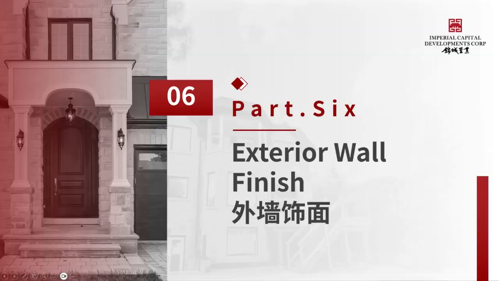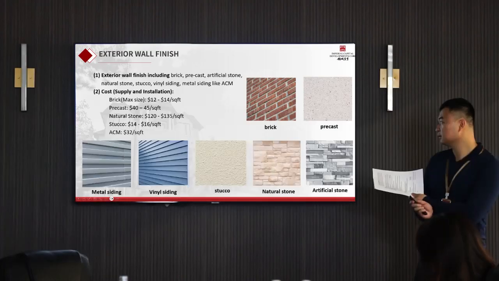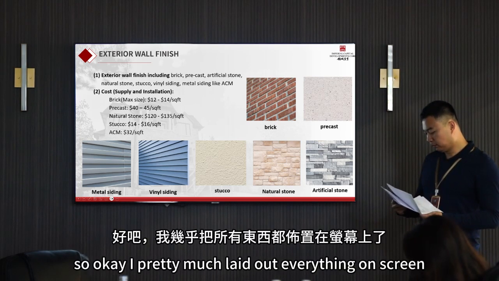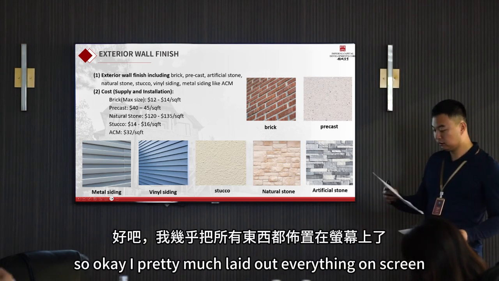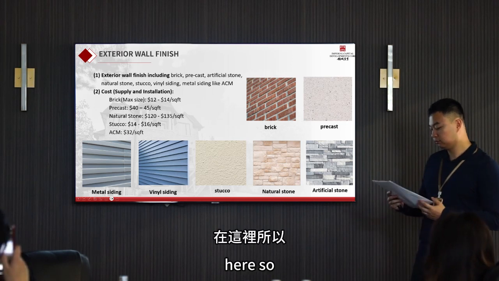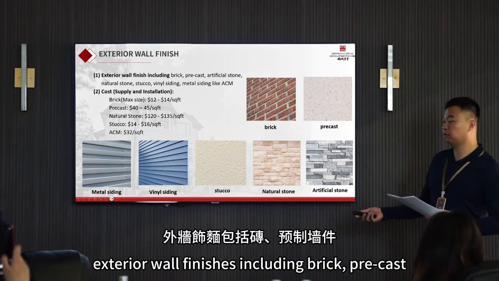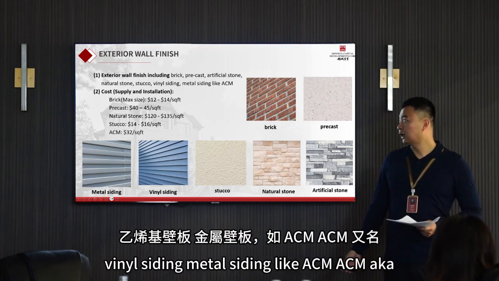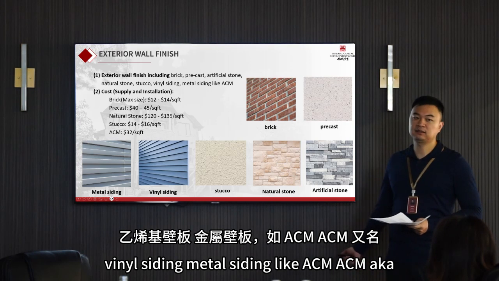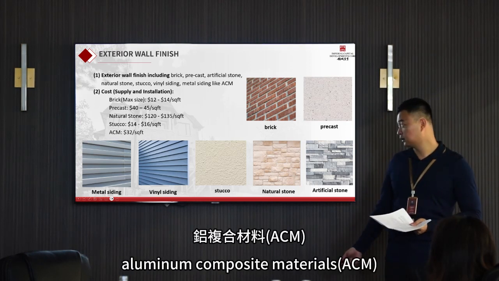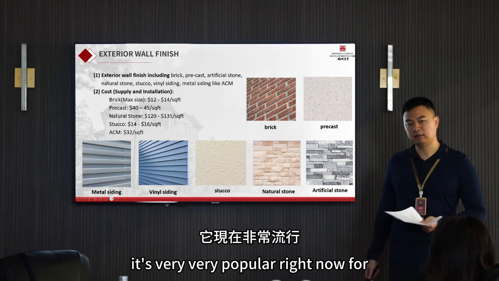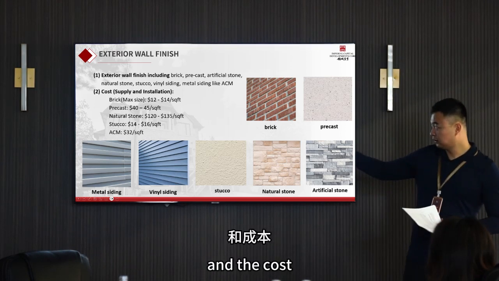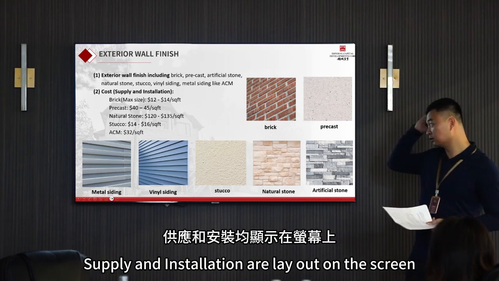Okay, moving along, exterior wall finishes. So I pretty much laid out everything on the screen here. Exterior wall finishes include brick, precast, artificial stone, natural stone, stucco, vinyl siding, metal siding like ACM. ACM, aka aluminum composite materials. It's very, very popular right now for modern homes. And the cost, supply and installation, I laid it out on the screen.